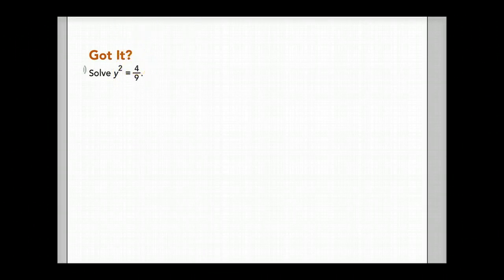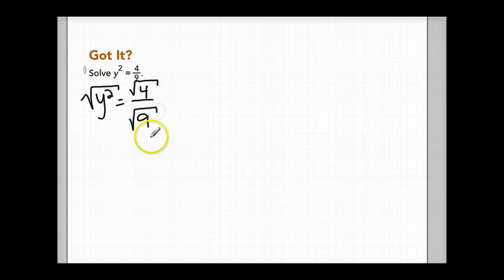So again, I'm going to rewrite this one. y squared equals 4 over 9. And again, you just take the square root of both sides. So I'm going to take the square root of y. Now when I take the square root of a fraction, I'm going to take the square root of the top, and I'm also going to take the square root of the bottom. So I get y equals, and the square root of 4 is 2, because 2 times 2 equals 4.